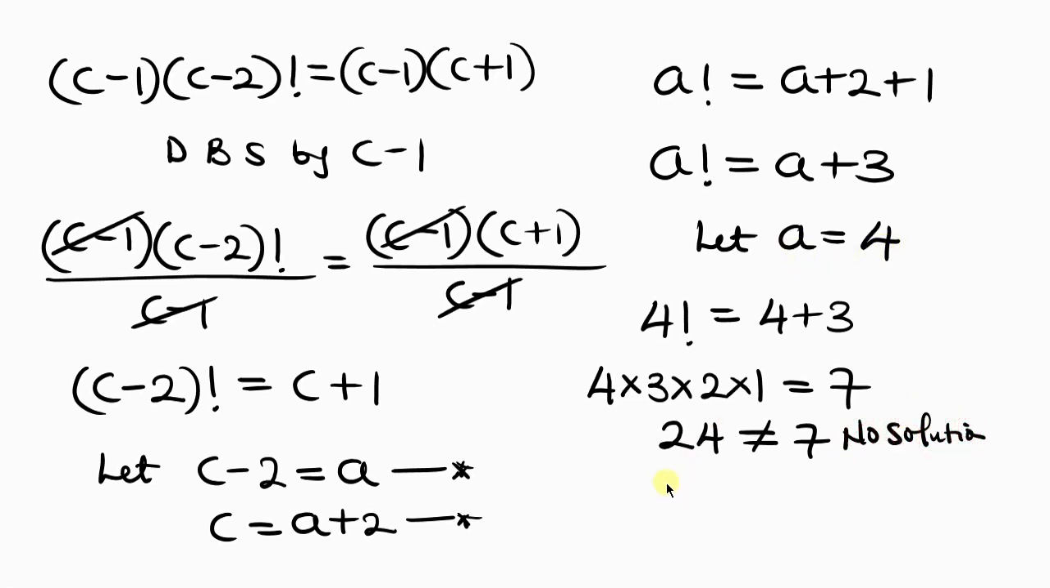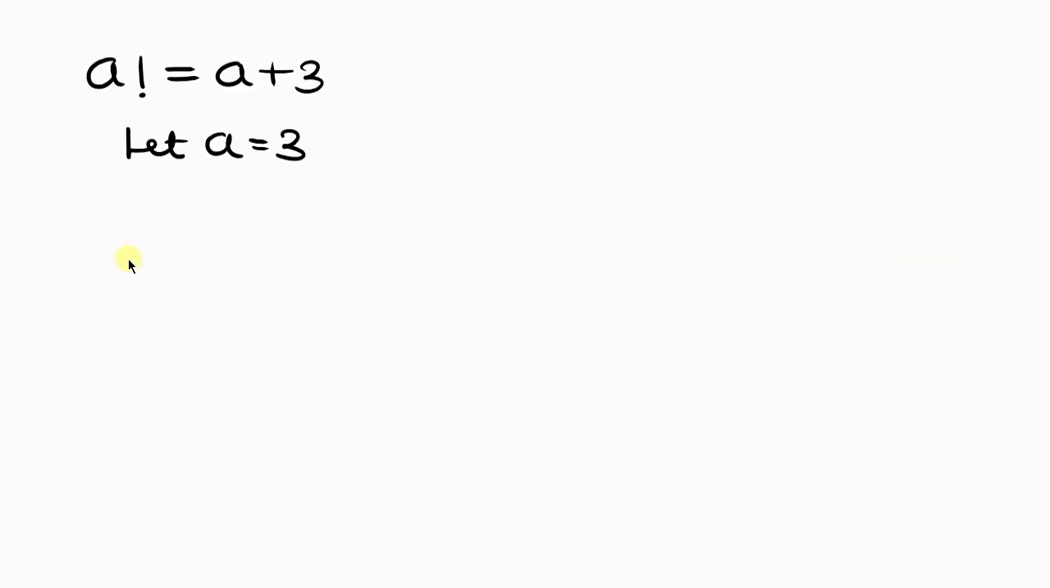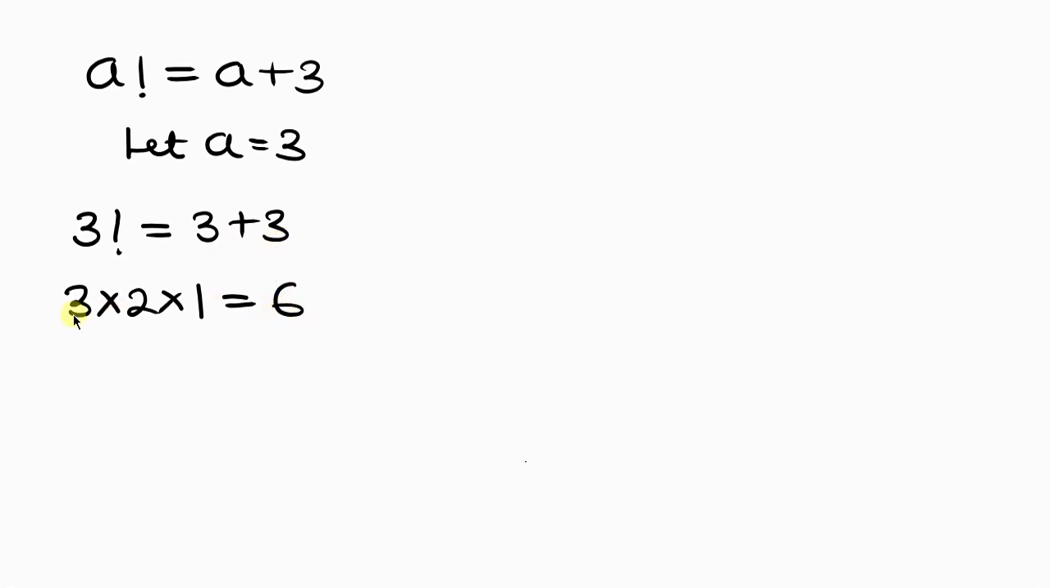Now let's try for a equal to 3. So this becomes 3 factorial equal to 3 plus 3. So 3 factorial is the same as 3 times 2 times 1, and this is equal to 3 plus 3 is 6. So 3 times 2 times 1 is 6, and this is equal to the right hand side, which is 6. That means a equal to 3 is the solution.